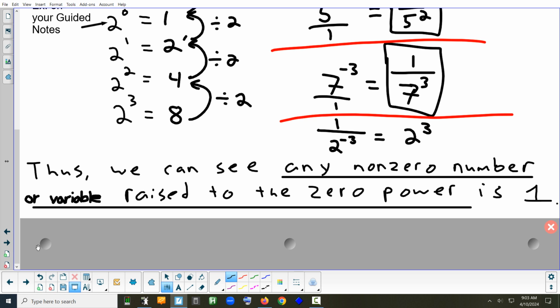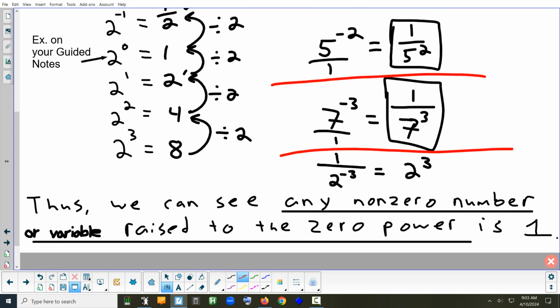All right, so this is the first thing that's on your guided notes. It says, thus we can see, and then the rest you have to write down. If you take anything and raise it to the 0 power, I'm kind of focusing on this right here. If you take a number and raise it to the 0 power, you will always get 1. The 1 isn't underlined, but you need to write that down.